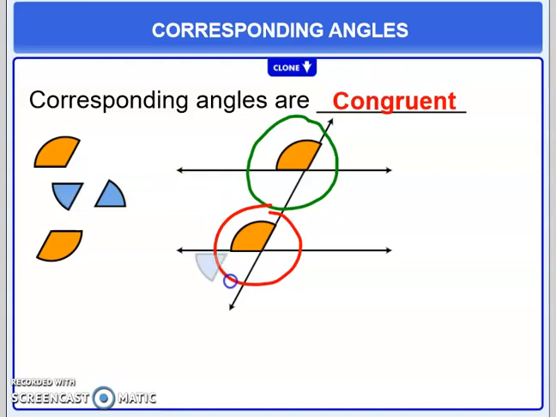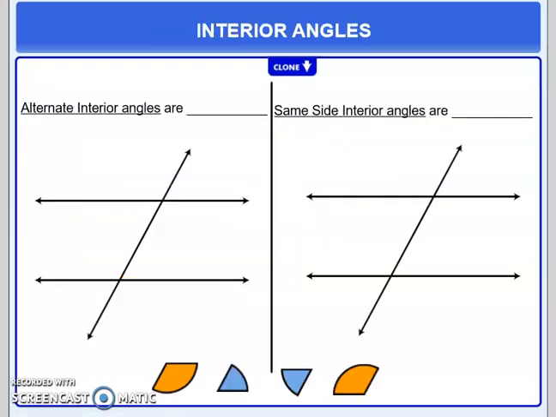Likewise, if I had, let's say, this blue piece right here. Well, I want to have a corresponding angle to that, so I need to find its general location in this intersection. It's in the bottom left. So I need to place my next angle right here, because that's also going to be in the bottom left. Boom. So corresponding angles are going to be congruent.